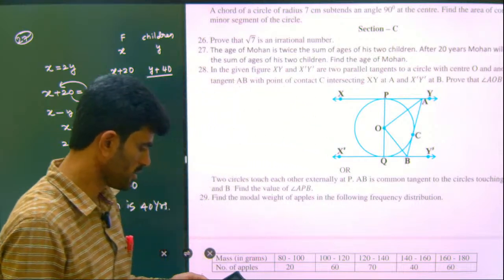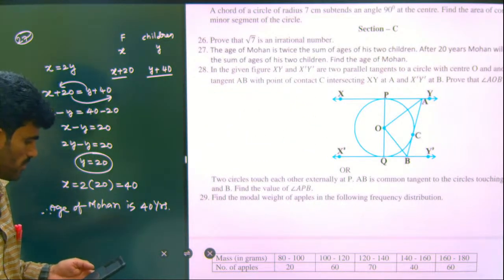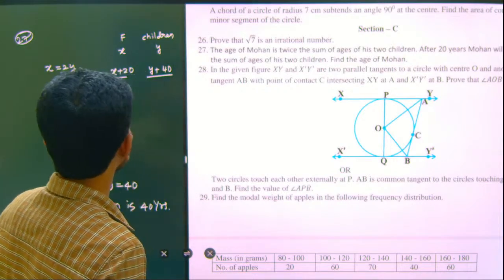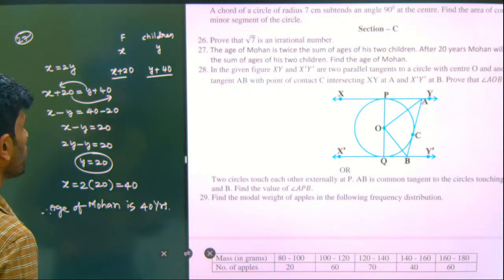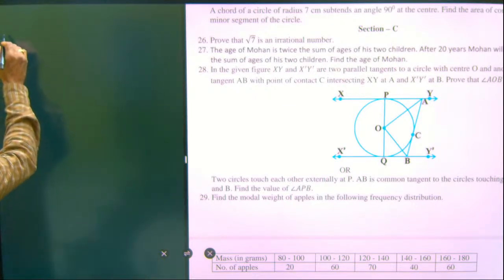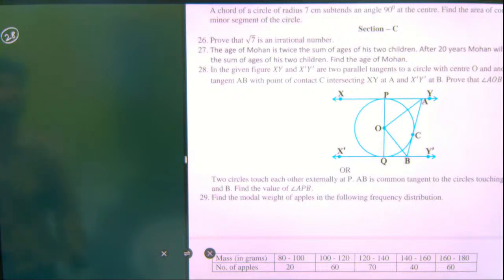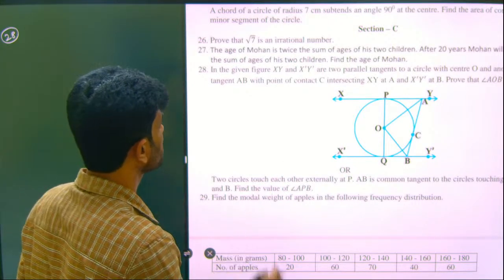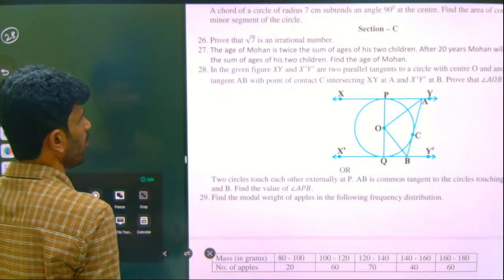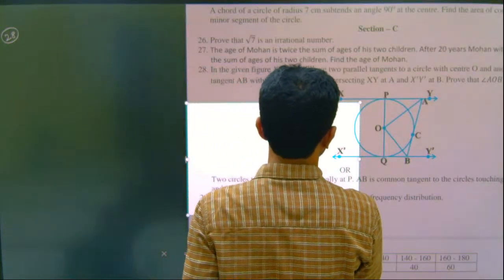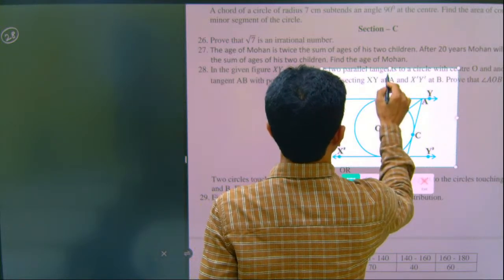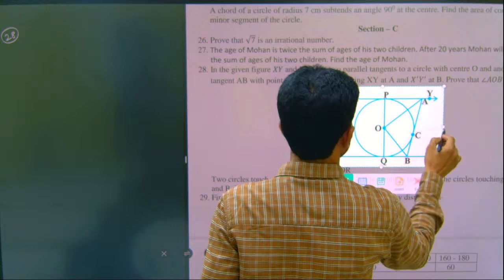Very good, correct. Some of you answered correct. Okay, these two are correct. Question number 27, we got 40 years. Question number 28 is from circles. In the given figure, this is the textbook question. Let us take that figure here. I will give you an idea how to do it.